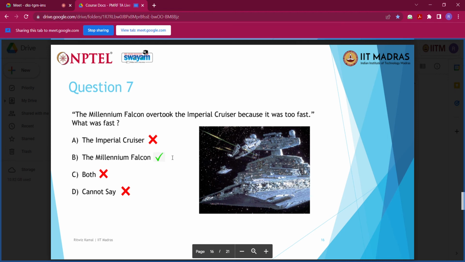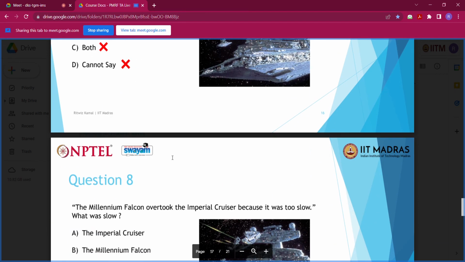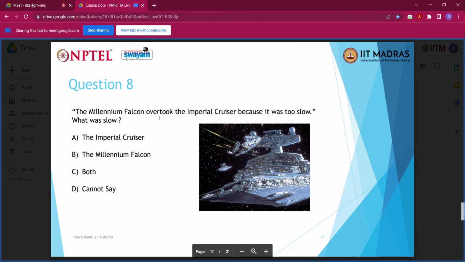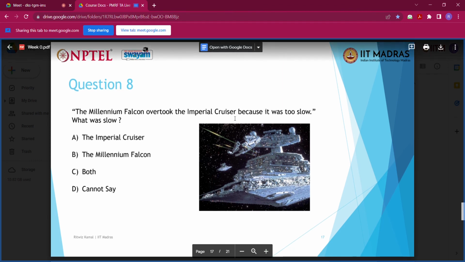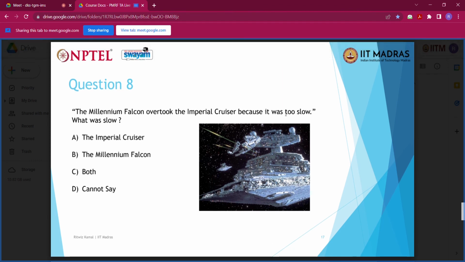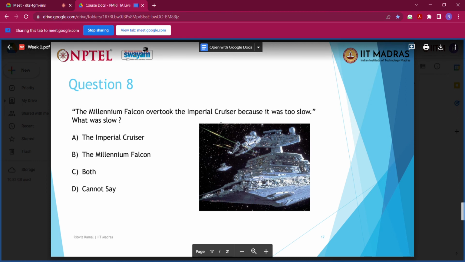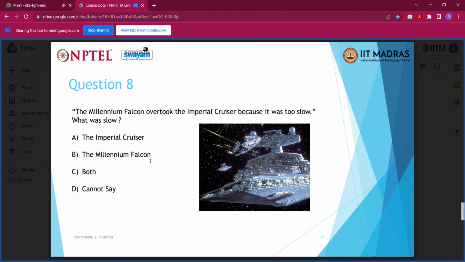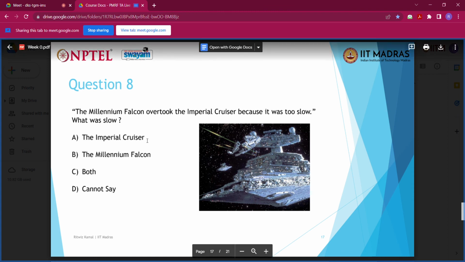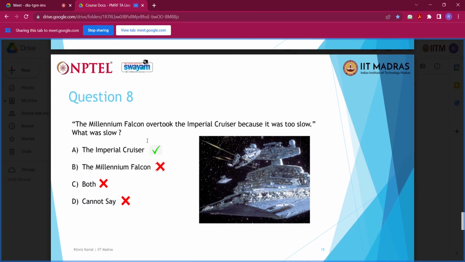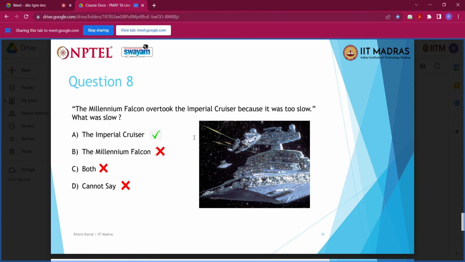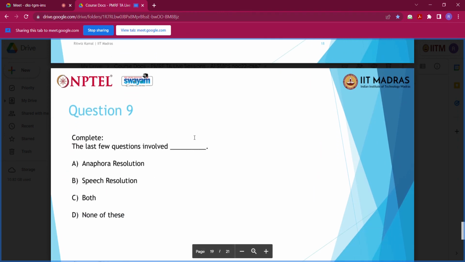Let's take a different approach to the same sentence. The Millennium Falcon overtook the Imperial Cruiser because it was too slow. Now what was too slow? Of course the Imperial Cruiser, because obviously the Millennium Falcon overtook it. So the correct answer would be the Imperial Cruiser. Okay, let's look at the next question.